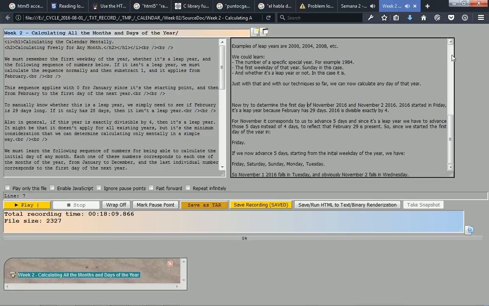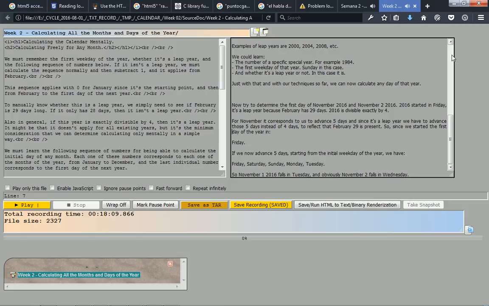Now try to determine the first day of November 2016 and November 2, 2016. 2016 started on Friday. It's a leap year because February has 29 days. 2016 is divisible exactly by 4. For November it corresponds to us to advance 5 days, and since it's a leap year we have to advance those 5 days instead of 4 days, to reflect that February 29th is present.